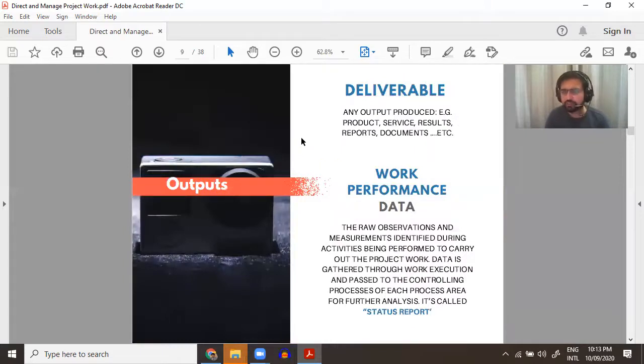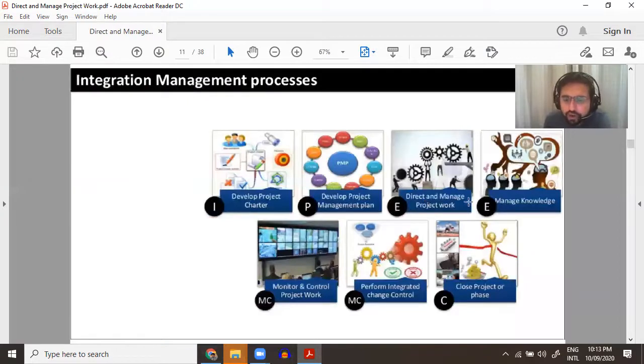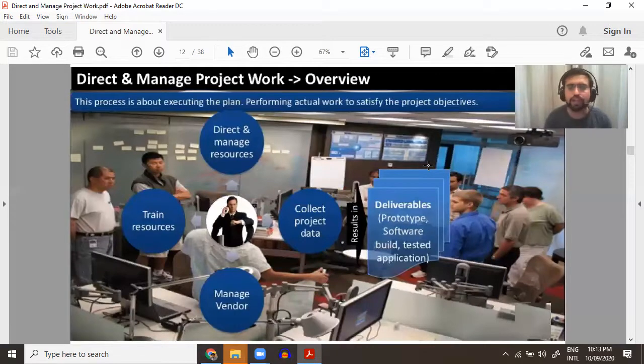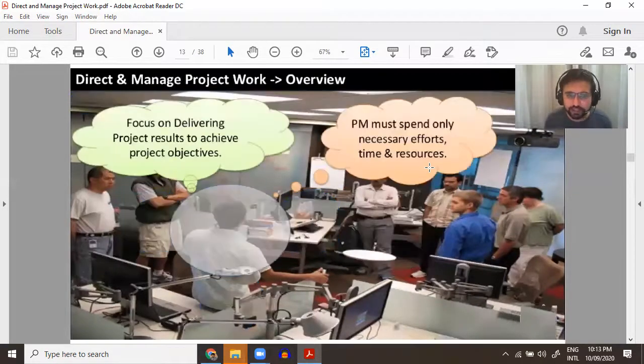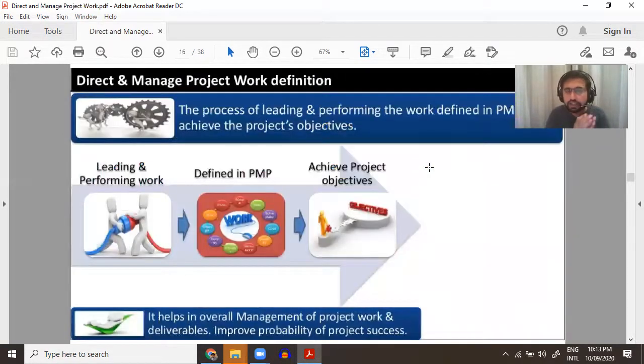So we get deliverables, we discussed it, work performance data. We are right now in execution phase. The definition of direct and manage work is basically the process of leading and performing the work defined in the project management plan to achieve project objectives. We are leading and performing the work according to our approved project management plan to do what? To achieve objectives that are defined in our project charter, in our project scope statement.